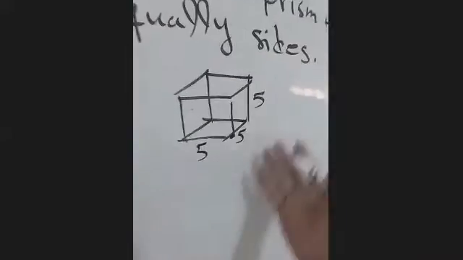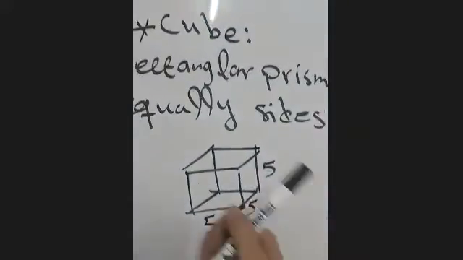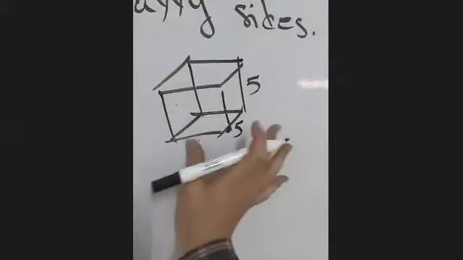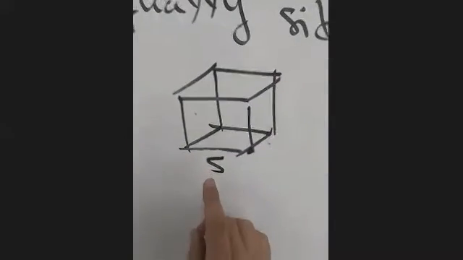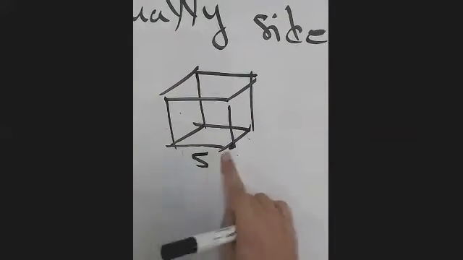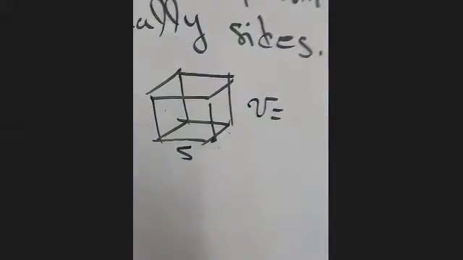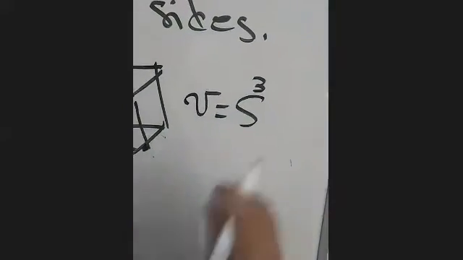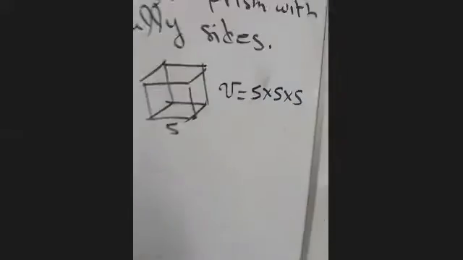Here, all of these sides have length 5. In this case, what do we call it? Cube. Now I will call the side length S. What does that mean? The length is S, the width is S, the height is S. What's the volume? It will be S to the power of 3, which means length by width by height.